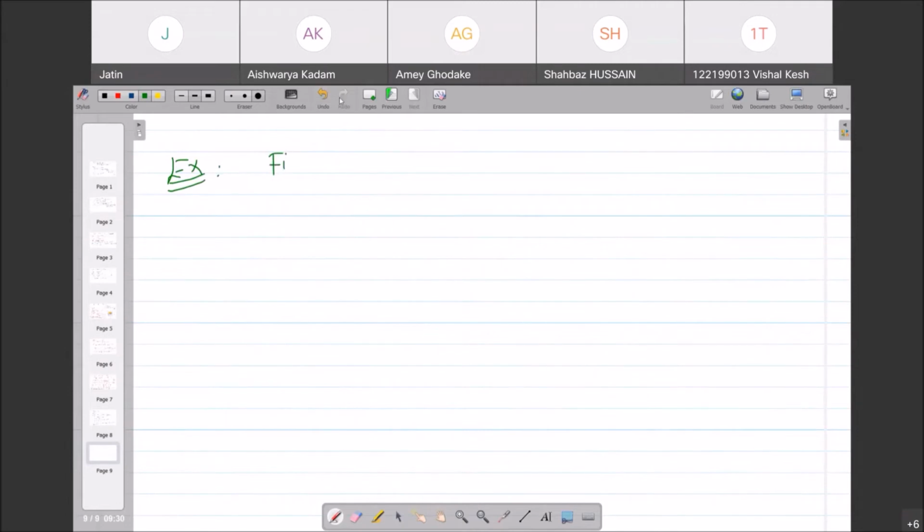Find, okay, not find, it will take some time, so let me directly tell you. Write down the example. Minimize the problem P. Problem P is what? Minimize f of x bar as (x1 minus 9/4) whole square plus (x2 minus 2) whole square.